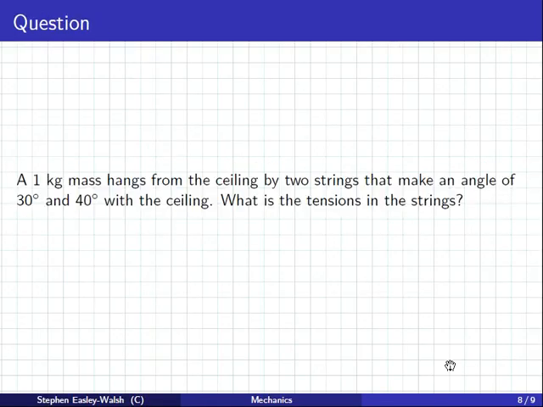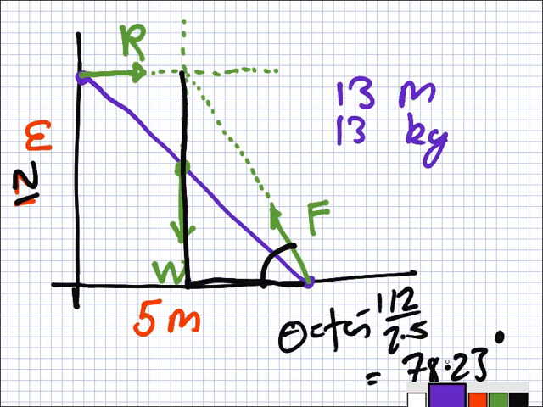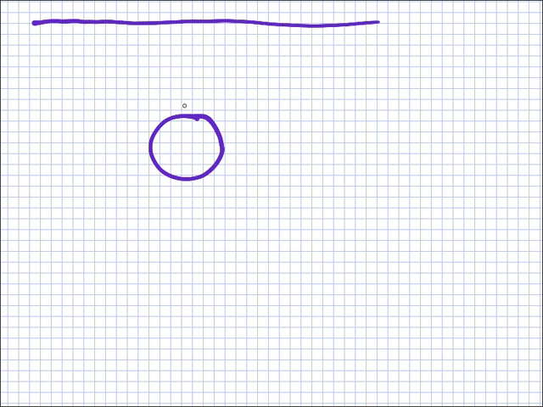Last one now. A 1 kilogram mass hangs from the ceiling by two strings that make an angle of 30 and 40 with the ceiling. So, you have a mass here of 1 kilogram. It's hanging from the ceiling. You know what I'll do? I'll just draw it as a point.